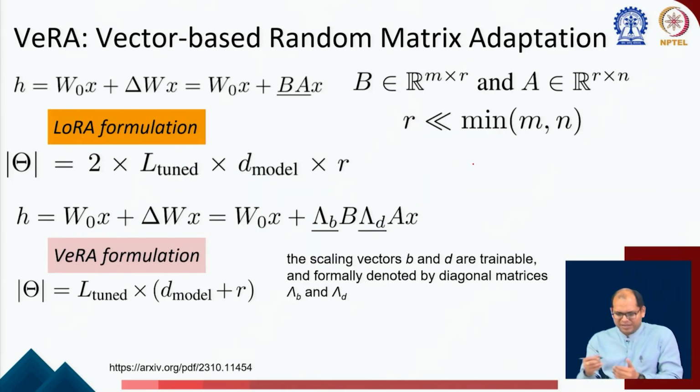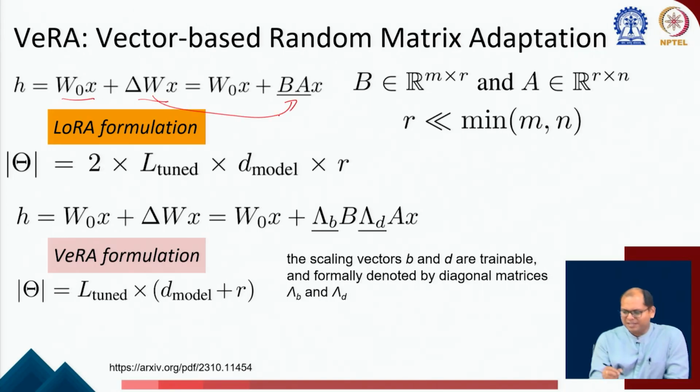So let's compare the formulations. In LoRA, what you do, you have W naught x plus delta W x, and delta W is written as B times A, right? So R is much smaller than the minimum dimension. And so how many parameters? If W is d cross d, you have d model times 2 times R into the number of layers. That many parameters.